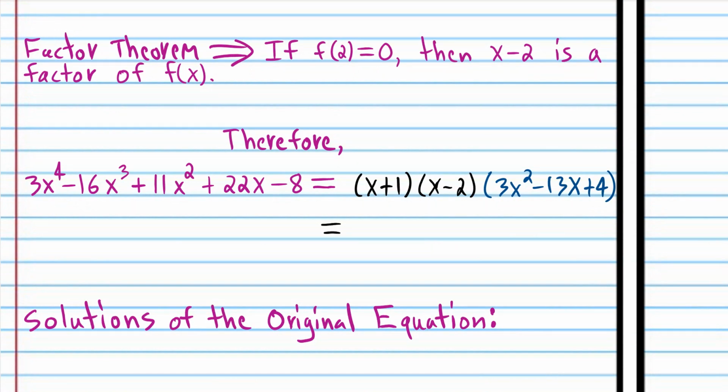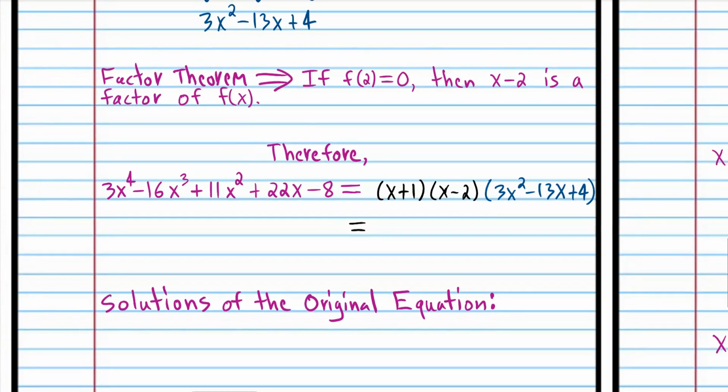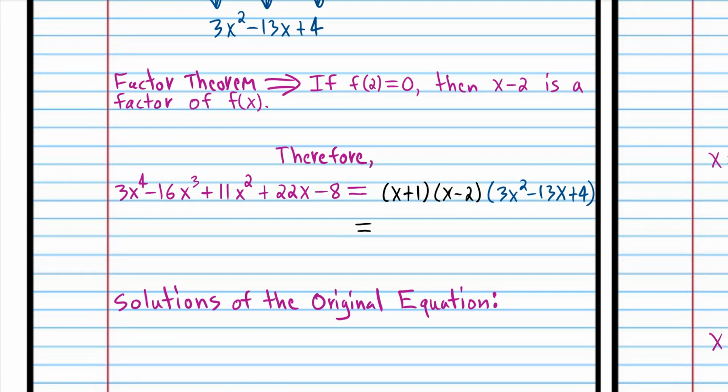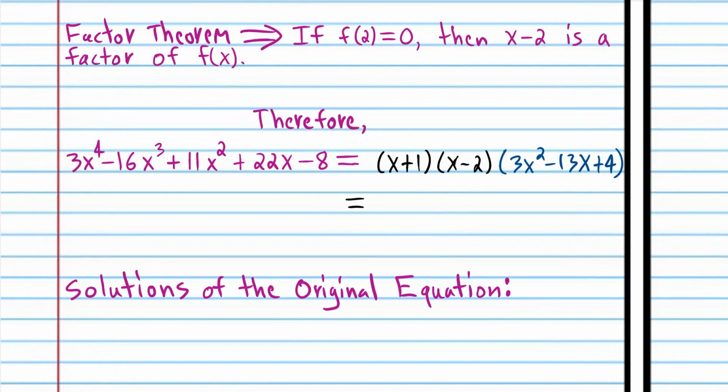So we use the Rational Zeros Theorem to find the first solution, negative 1. Then we use synthetic division to find a depressed polynomial, and we then found another solution, 2. And now we're just going to use our basic knowledge of quadratic expressions to factor and find the third and fourth solution.